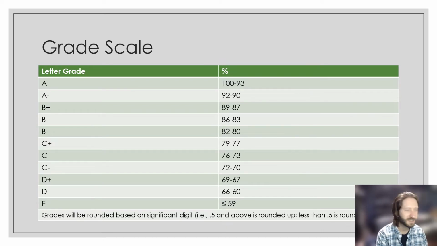I round grades in this class based on significant digit. So 0.5 and above is rounded up, less than 0.5 is rounded down. So if you had a 92.5, that rounds up to a 93, which would give you an A. If you have a 92.4, that rounds down to a 92, and that gives you an A minus. And so those are the roundings I do. A lot of professors don't do rounding at all, but I'll do rounding based on the 0.5.